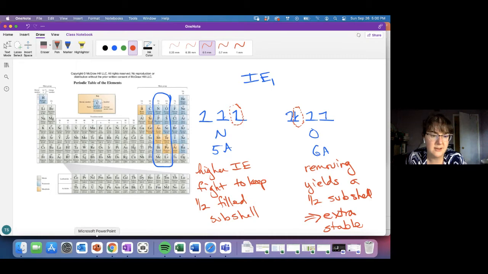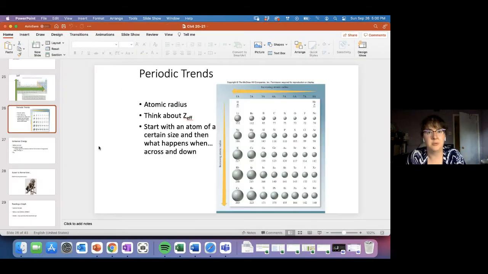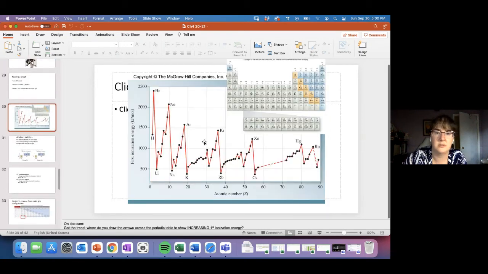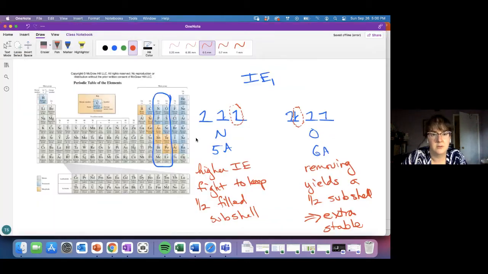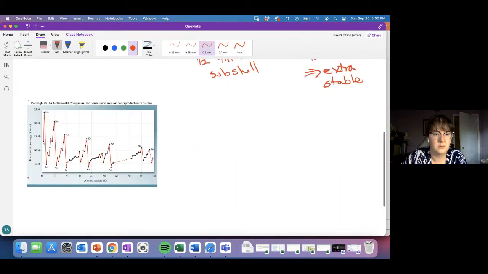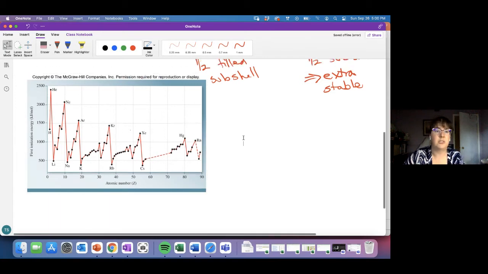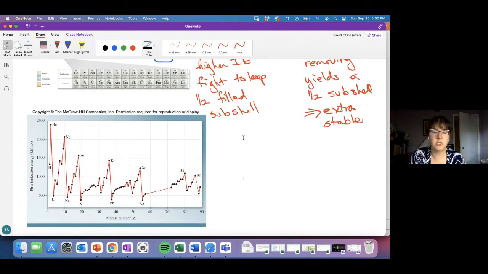So when we look at a graph of ionization energies, what you should actually see is that while they're close to each other, you see a little bit of a variation in your group 5A and 6A. And that's what that is there, and there, and there.